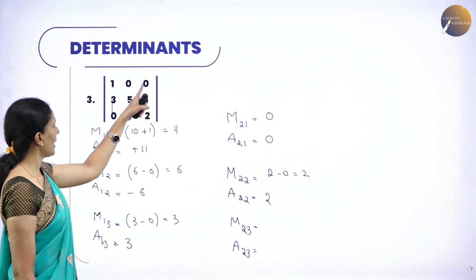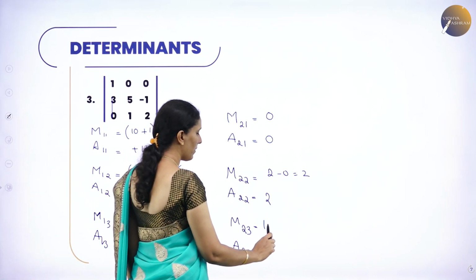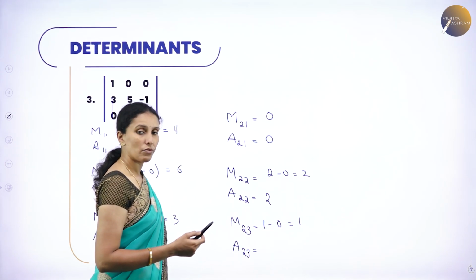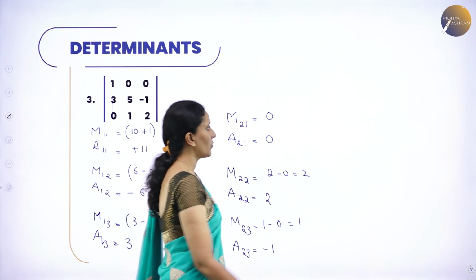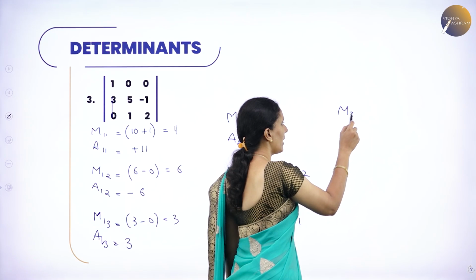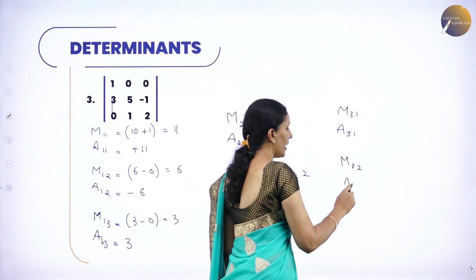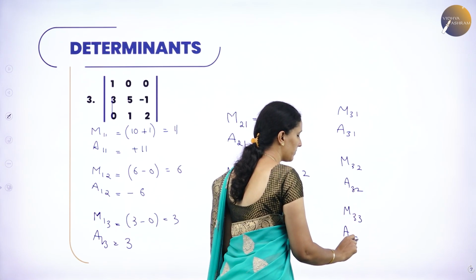So 2 minus 0 which is equal to 2 and this is positive so cofactor is also 2. So for -1 we have, delete the column, delete the row, 1 minus 0 we have. So 1 minus 0 which is equal to 1. 2 plus 3 is 5, (-1) whole power 5 is -1, -1 into 1 is -1. Next we have M31, A31, M32, A32, M33, A33.